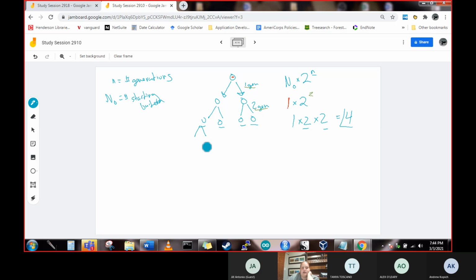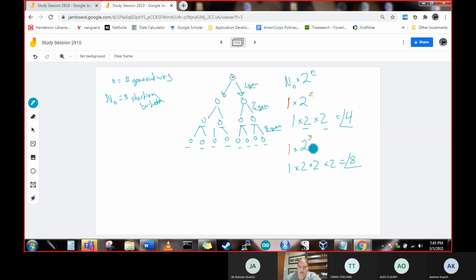So what happens if we did 3 generations? Each of these bacteria then multiply. Our starting bacteria again would still be 1. You could change that to whatever you wanted and just do that math. Times 2 raised to the, this is our 3rd generation. So now we have 3 generations, so this would be 2 raised to the 3. And how to do this math would be 1 times 2 times 2 times 2, which would be 8. So 1, 2, 3, 4, 5, 6, 7, 8.